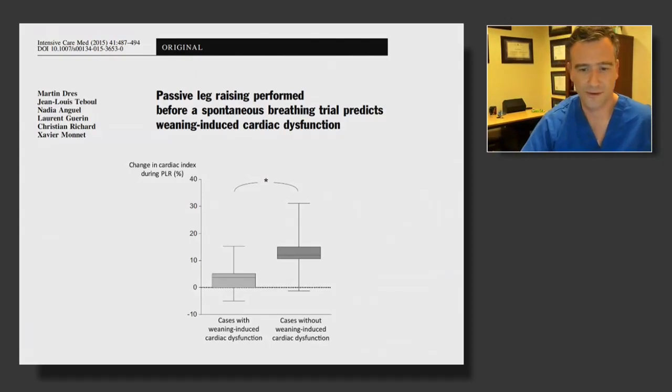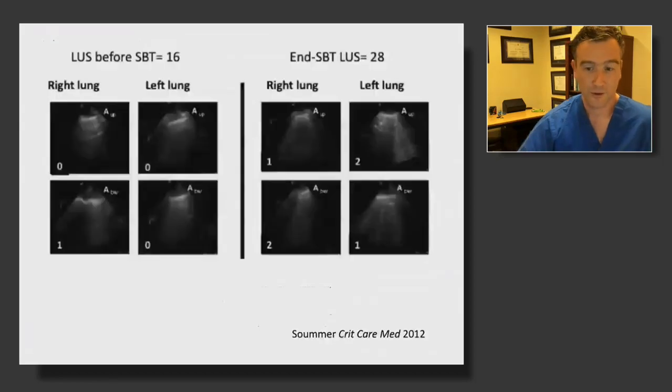The point is simply that if you're volume overloaded at the start of your SBT, as reflected by an absence of passive leg raise response, then you probably have weaning-induced pulmonary edema as the cause of your failed SBT. You can also actually see this on ultrasound during the SBT. I'm not sure how many of you are used to using lung ultrasound, but these are fairly typical pictures of lung ultrasound images.